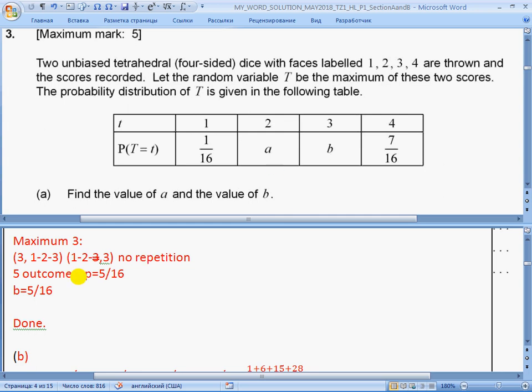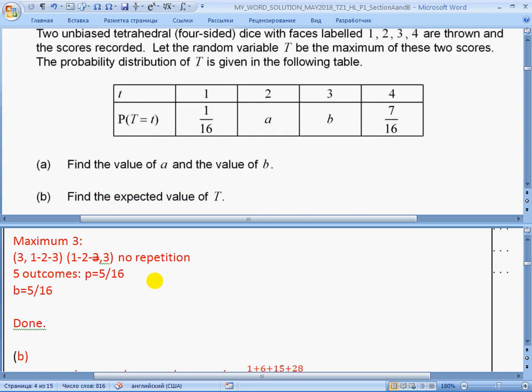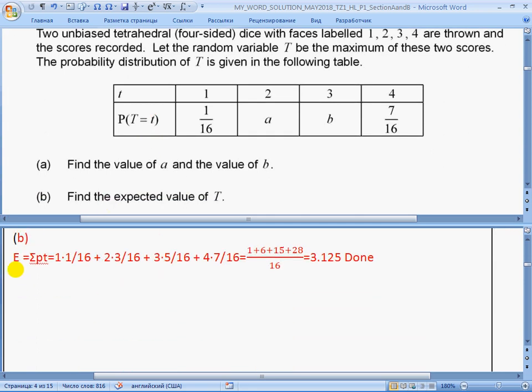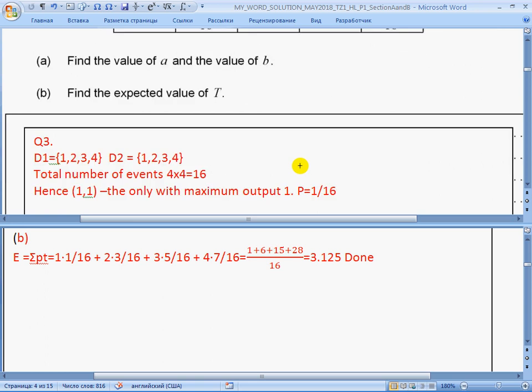Maximum score 3. The first die is 3, and the second is 1 or 2 or 3. Or the first die is 1 or 2 and the second is 3. Maximum is 3, so no repetition. We have 5 outcomes, so it is 5 over 16, so b is 5 over 16. Find the expected value of t. To find the expected value, we add probability times value, probability times value, probability times value, and we get 31 over 16. So this question is done.